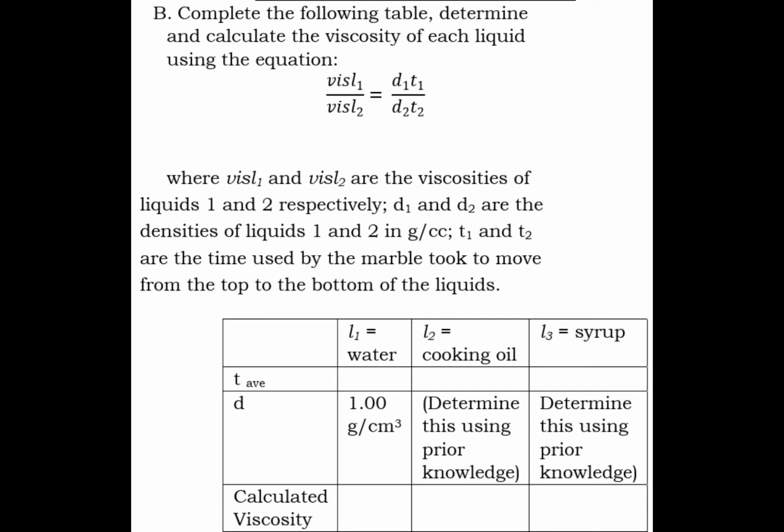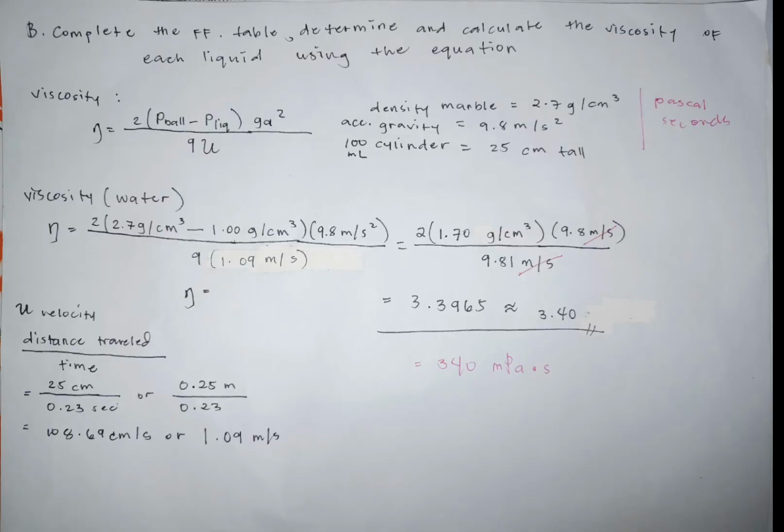So T1 and T2 are the times the marble took to move from the top to the bottom of the liquids. The formula I use in order to look for the viscosity is 2 times the quantity of the density of our marble subtracted by the density of our liquid, times the acceleration due to gravity, all over 9 times our velocity. So let's start with our liquid 1, which is our water.